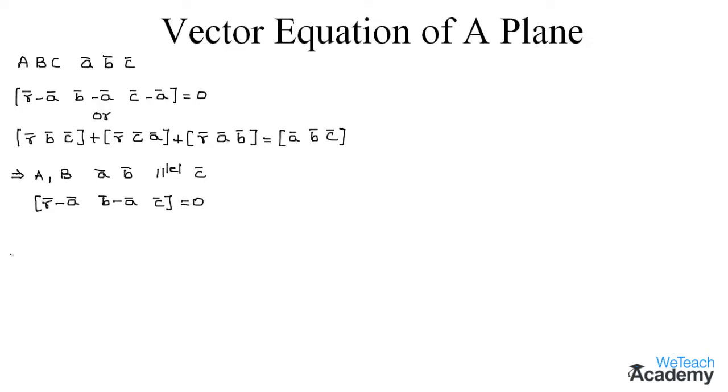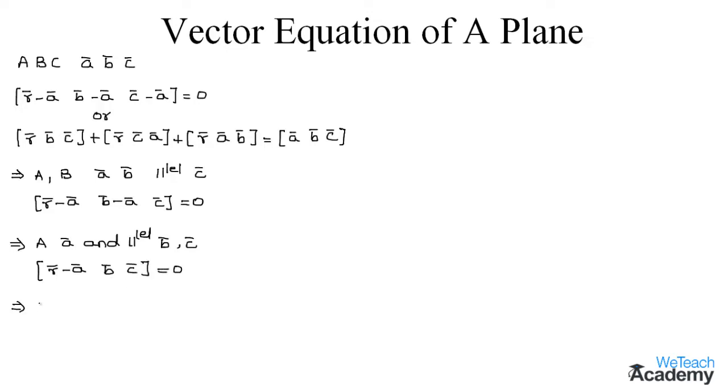And then next we have the formula, which is the vector equation of a plane passing through the point A whose position vector is a bar and parallel to the vectors b bar and c bar, is given by box [r bar minus a bar, b bar, c bar] is equal to 0.